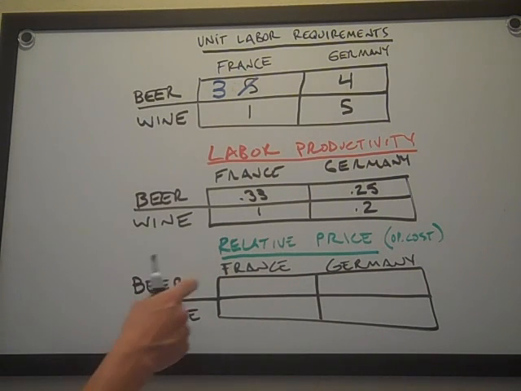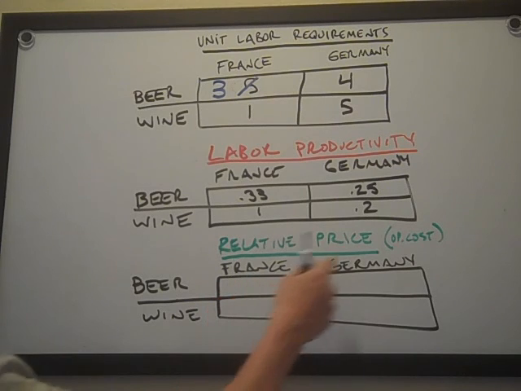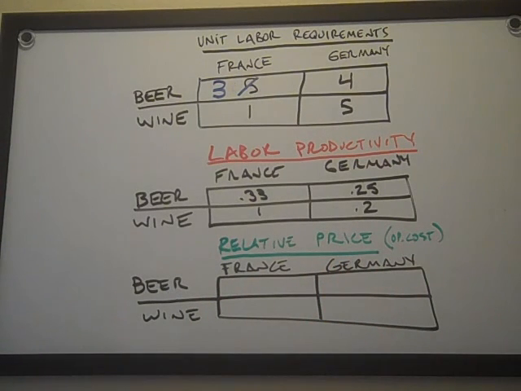So for comparative advantage, we have to determine what the opportunity cost is for the production of each one of these goods. In other words, what's the relative price? Or I like to call it, what are you giving up when you make something?